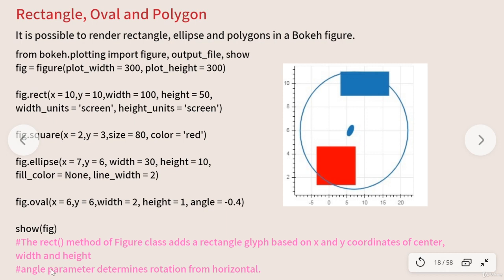Okay, so the angle parameter, as I described above, determines the rotation from the horizontal. That is why our ovals or our polygons have been a little tilted, rotated, because I have mentioned that angle parameter. If you don't want to mention the angle parameter, you can simply remove it, and there will be no tilt from the horizontal. That's the only difference. In this case, I have not mentioned angle anywhere except in oval, so oval is a little tilted. For ellipse, square, and rectangle, I have not mentioned any angle. That is the reason square, ellipse, and rectangle are all straight figures, meaning there is no rotation from the horizontal. They are fixed. The rotation is only in the oval because I have mentioned angle minus 0.4. Okay, so that's for rectangle, oval, and polygon.